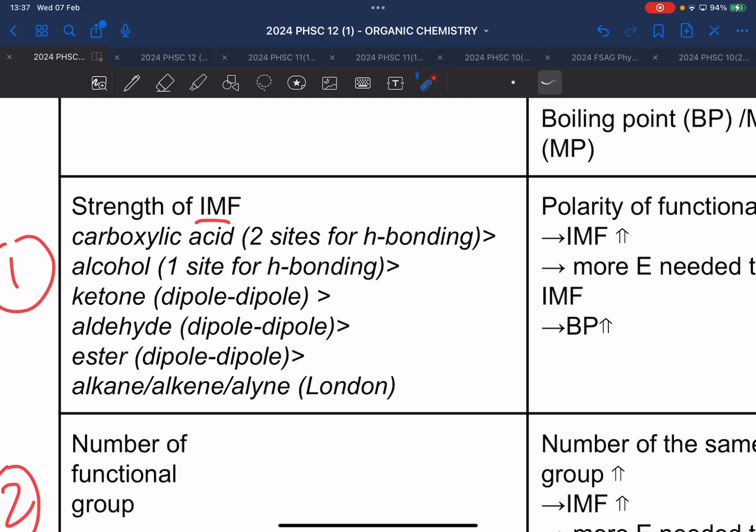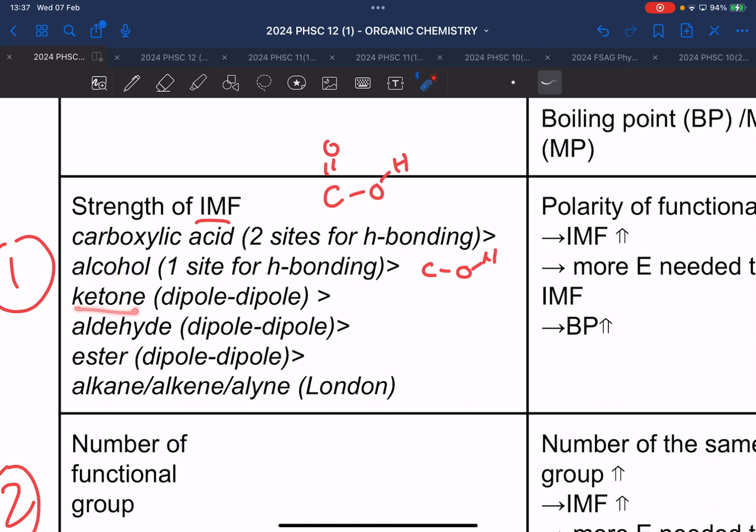Carboxylic acids, okay, we have discussed this already. Carboxylic acids look like this, and we said they have two sites for hydrogen bonding to occur. You can also use the words two places, or 2 points, but the formal word is site. Two sites for hydrogen bonding, whereas if you look at alcohols, they only have one site where hydrogen bonding can occur. That is why carboxylic acids have stronger intermolecular forces than alcohols. The next one is ketones.